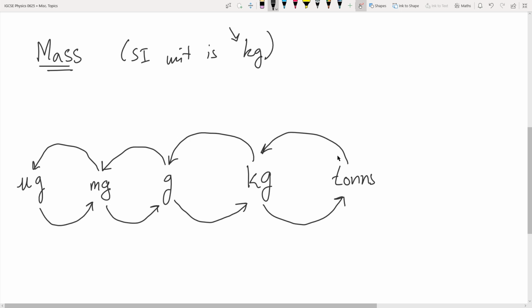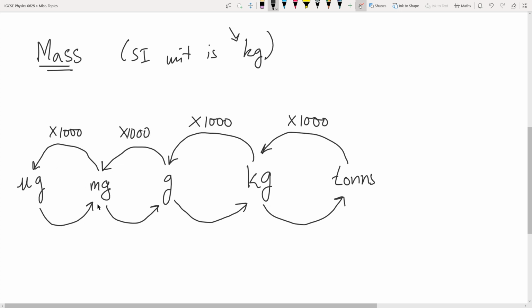So from tons, we do know 1 ton is actually thousands of kilograms, so we multiply with 1,000. And then if we take 1 kilogram and convert into grams, we've got 1,000 grams. So 1 gram has 1,000 milligrams, and then from 1 milligram to microgram, we've got 1,000 micrograms in 1 milligram.